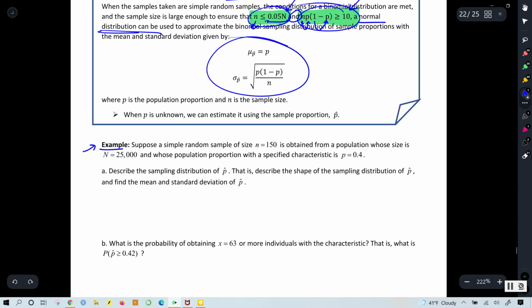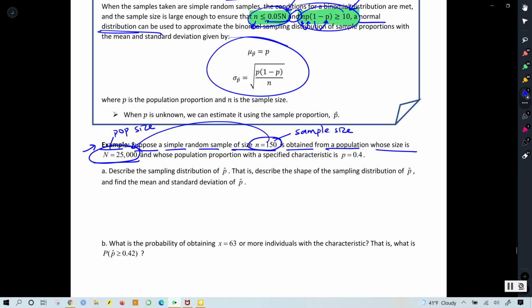So we look at this example. Suppose a simple random sample of size n equals 150 is obtained from a population whose size is 25,000. So this is the population size, and this is the sample size. So 150 was drawn randomly from 25,000. And the population proportion has the value P equals 0.4. Take note, this is population proportion.